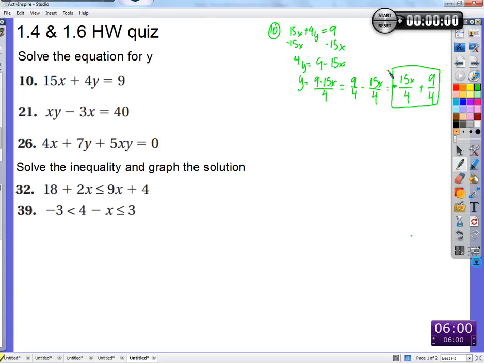Why might that be? Does this look familiar? Yeah, right. y equals mx plus b. Maybe I can make this x a little more prominent. y equals mx plus b. So negative 15/4 for the slope, 9/4 for the y-intercept.